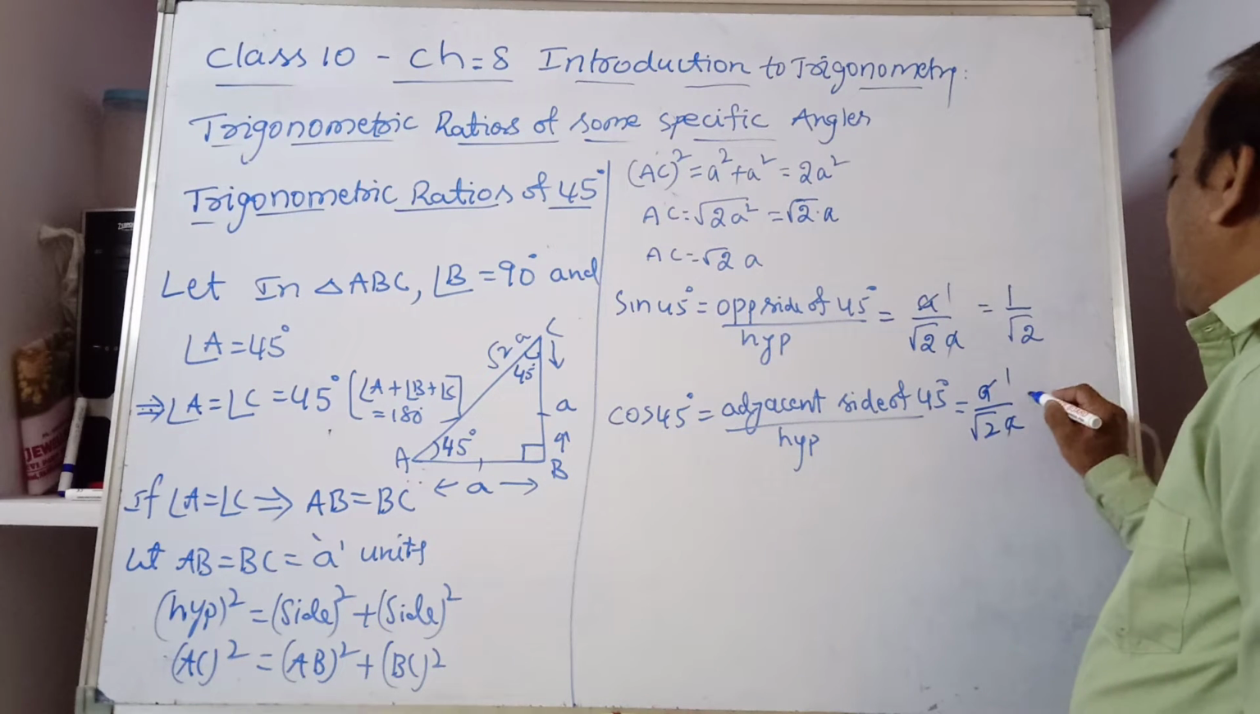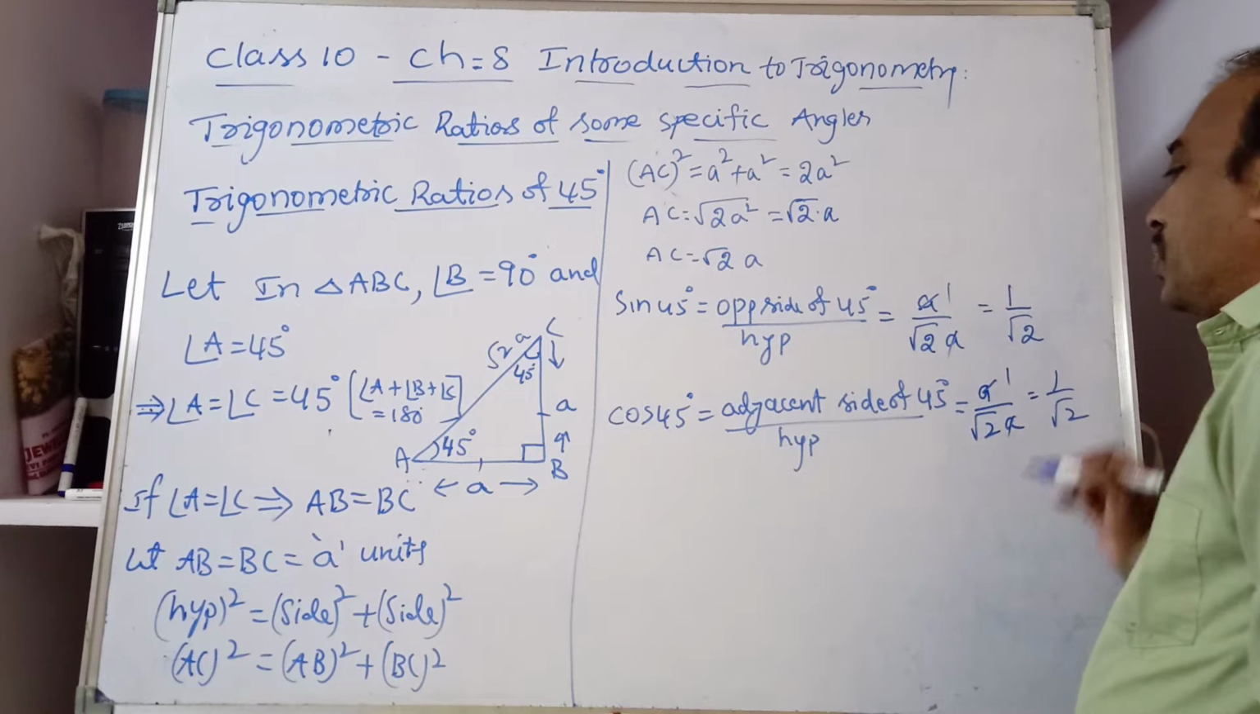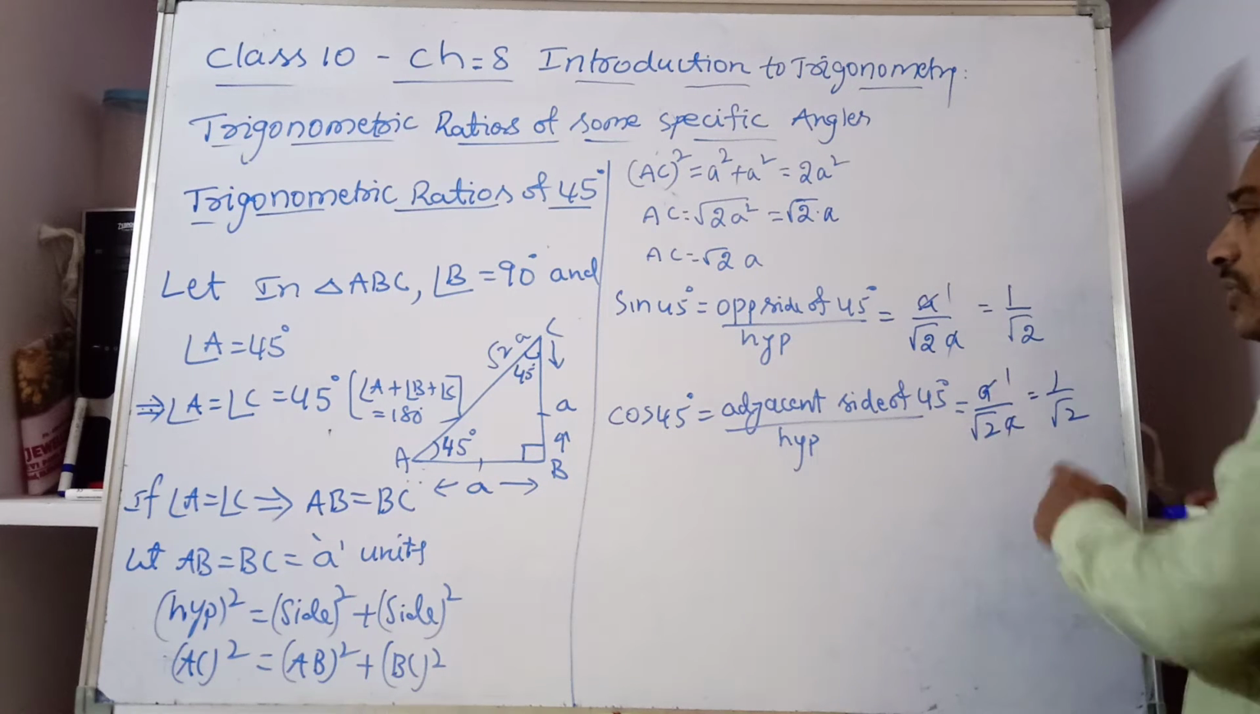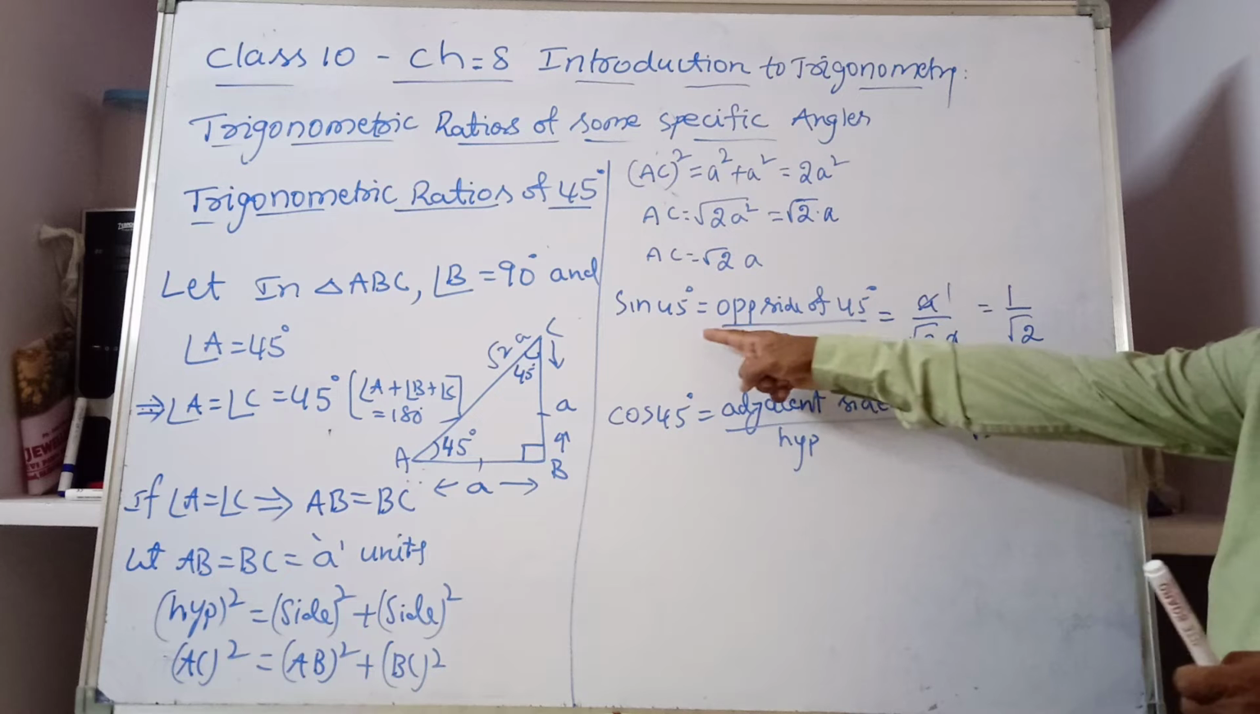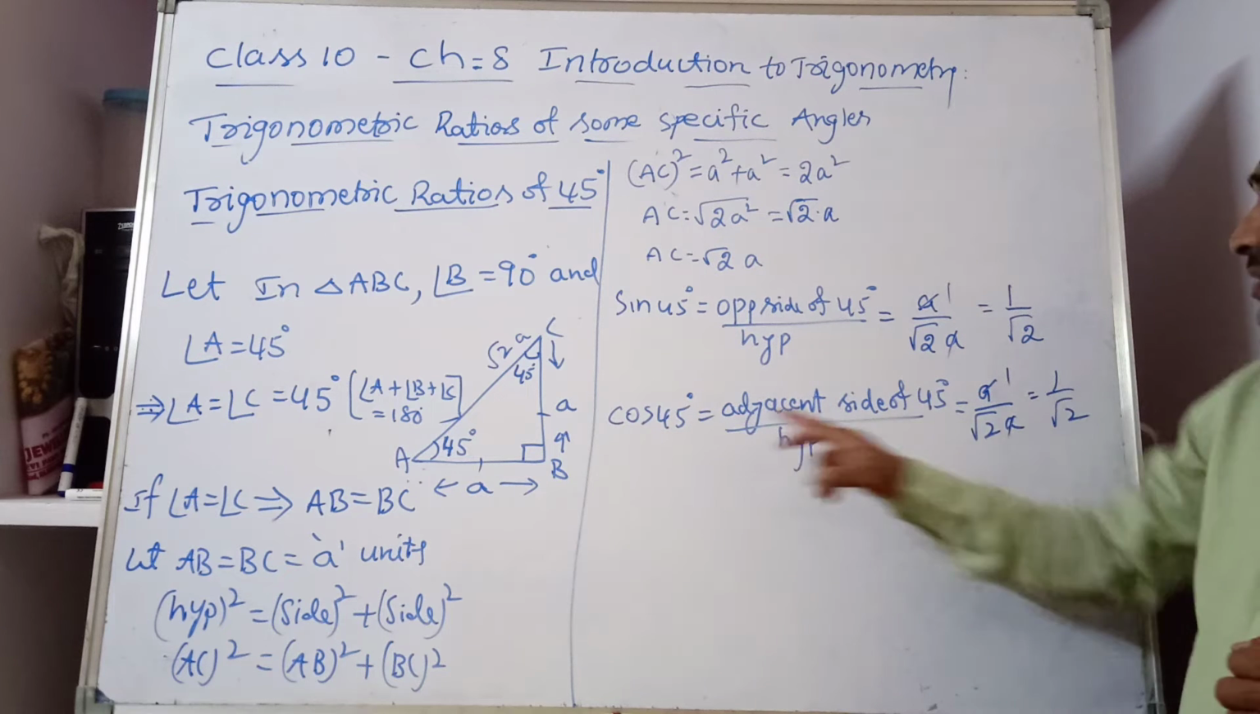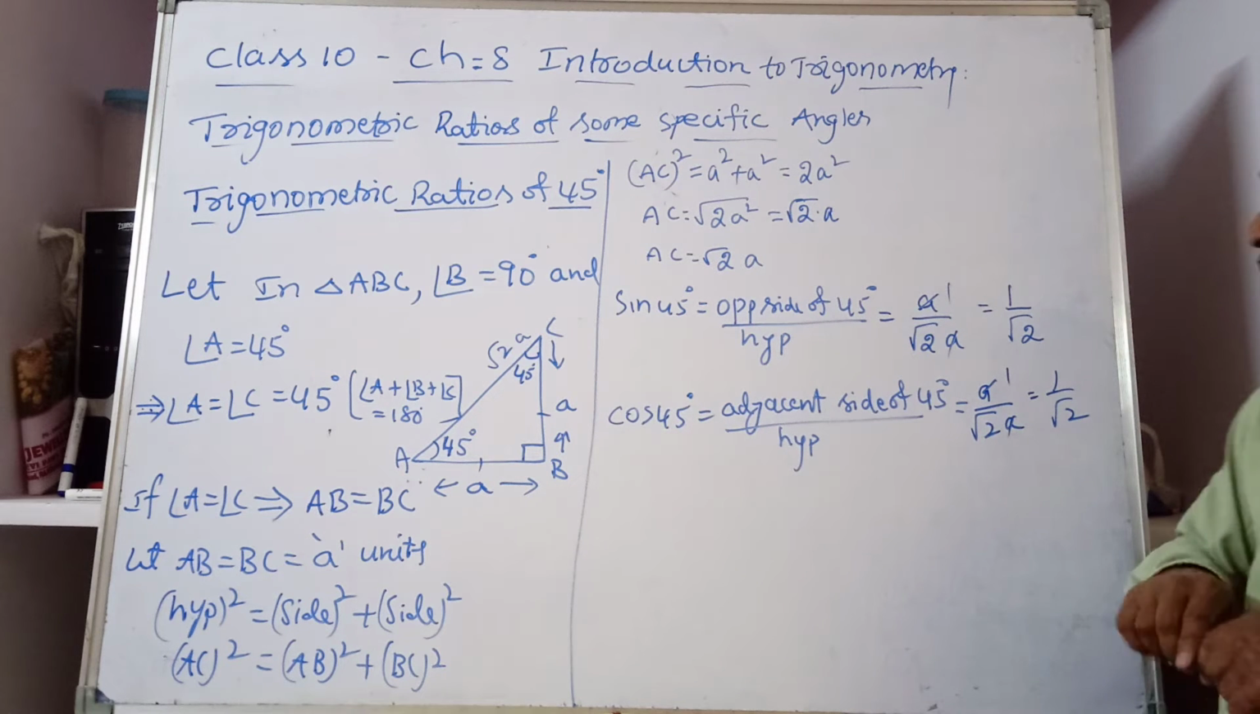So A gets cancelled, 1 by root 2. Cos 45 value is equals to, sin 45 is 1 by root 2. Cos 45 is what? 1 by root 2.